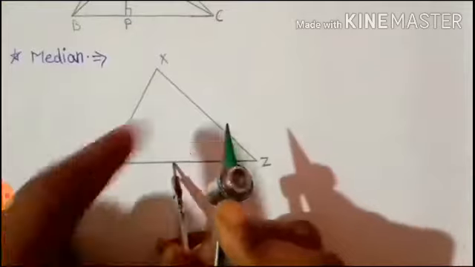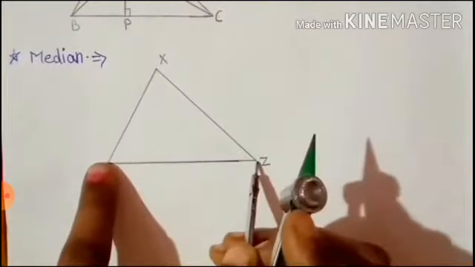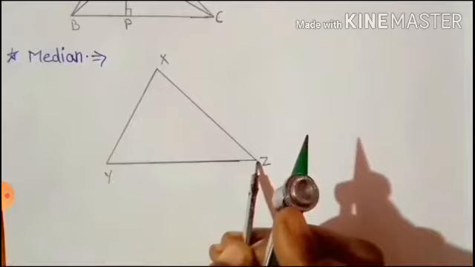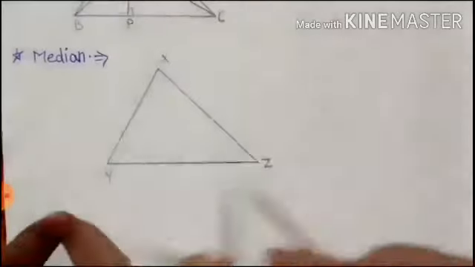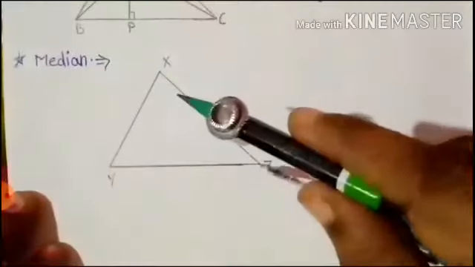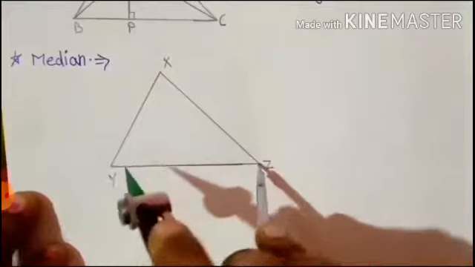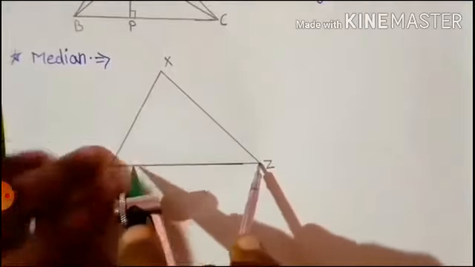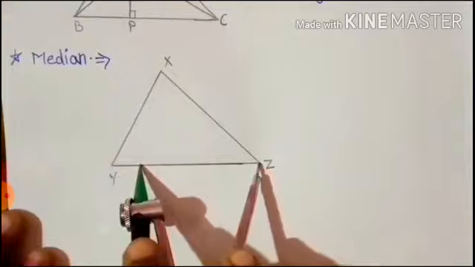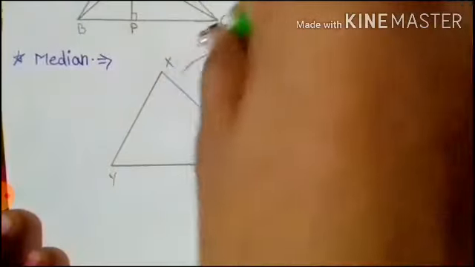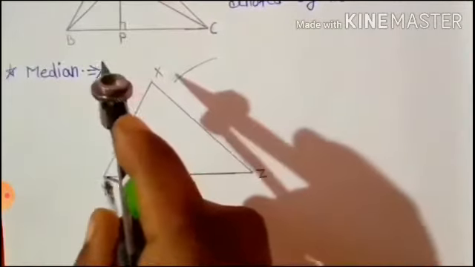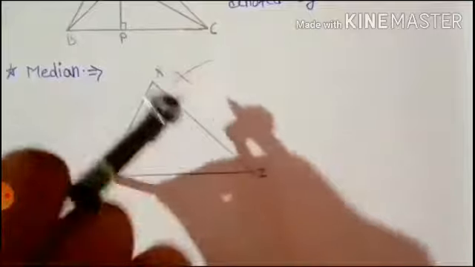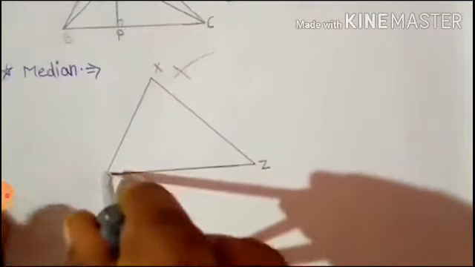So how to draw the median? In a triangle, at the most three medians we can draw. Suppose we have one base YZ. We will take more than half of YZ. This is the way of drawing the median. I have to take YZ more than half, and draw the upper arc and lower arc. Put the compass on Y, again draw the upper arc and lower arc. We can get 2 points.